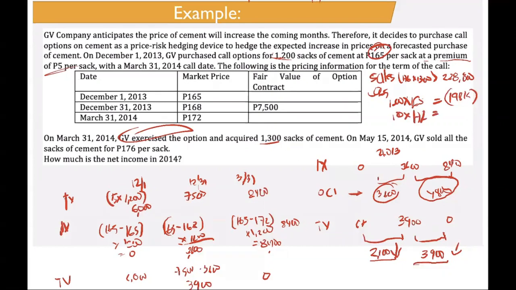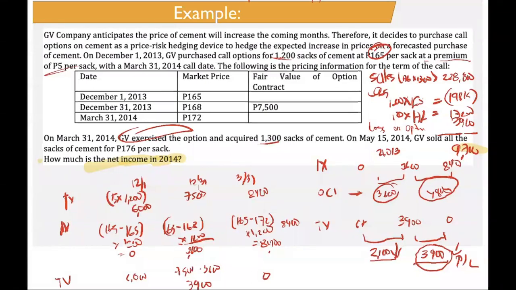We have here 17,200, less the loss on option. Time value, that is in profit or loss, right? So 3.9. What then is our profit or loss? 228,800 less 198,000 less 17,200 less 3,900. Our income is 9,700. So if you are asked what is the net income, your answer is 9,700 based on this particular example.